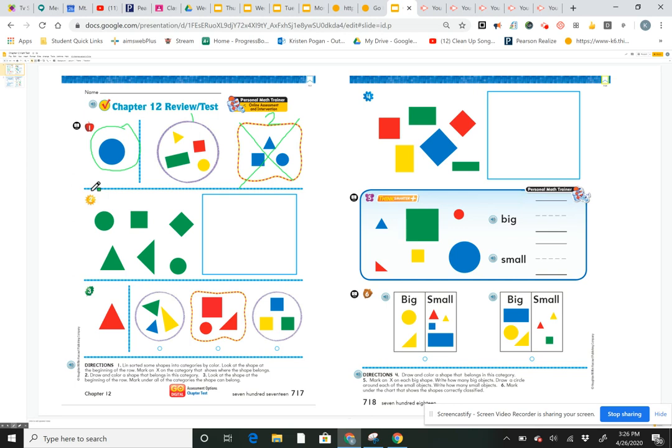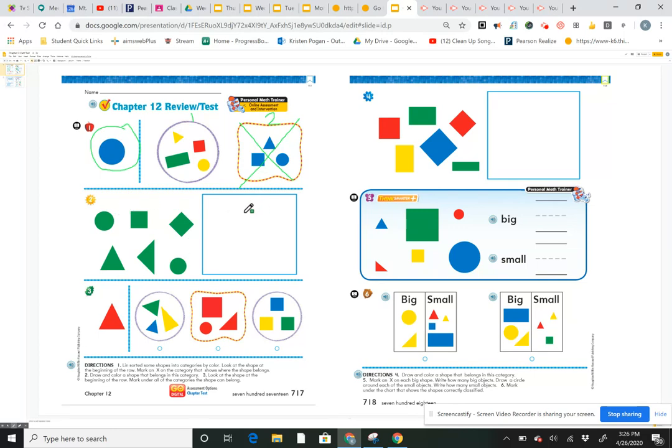Number 2 says, draw and color a shape that belongs in this category. Okay, so pause the video, come back when you're ready to check your work. For number 2, this time, again, shape doesn't matter. I see lots of shapes in this category, but color does matter. What this group has in common is they are all green.